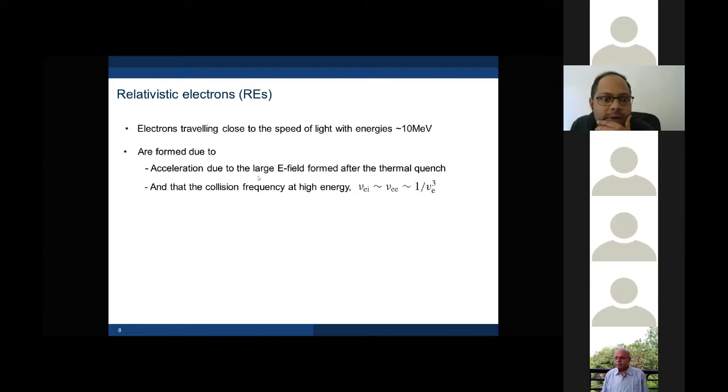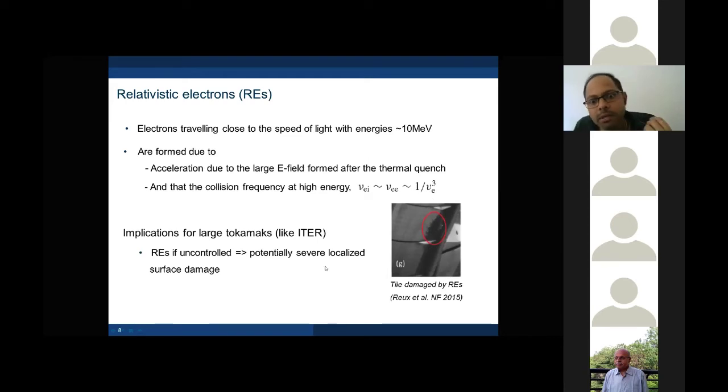And there is one very interesting property in plasmas, that the collision frequencies drop as the inverse cube of the velocity. So as the electrons are getting accelerated, they get less and less collisions from the surrounding plasma, which means that the drag force decreases as they get accelerated. As the electric field goes on accelerating the electrons, they tend to get accelerated indefinitely until they reach relativistic velocities.